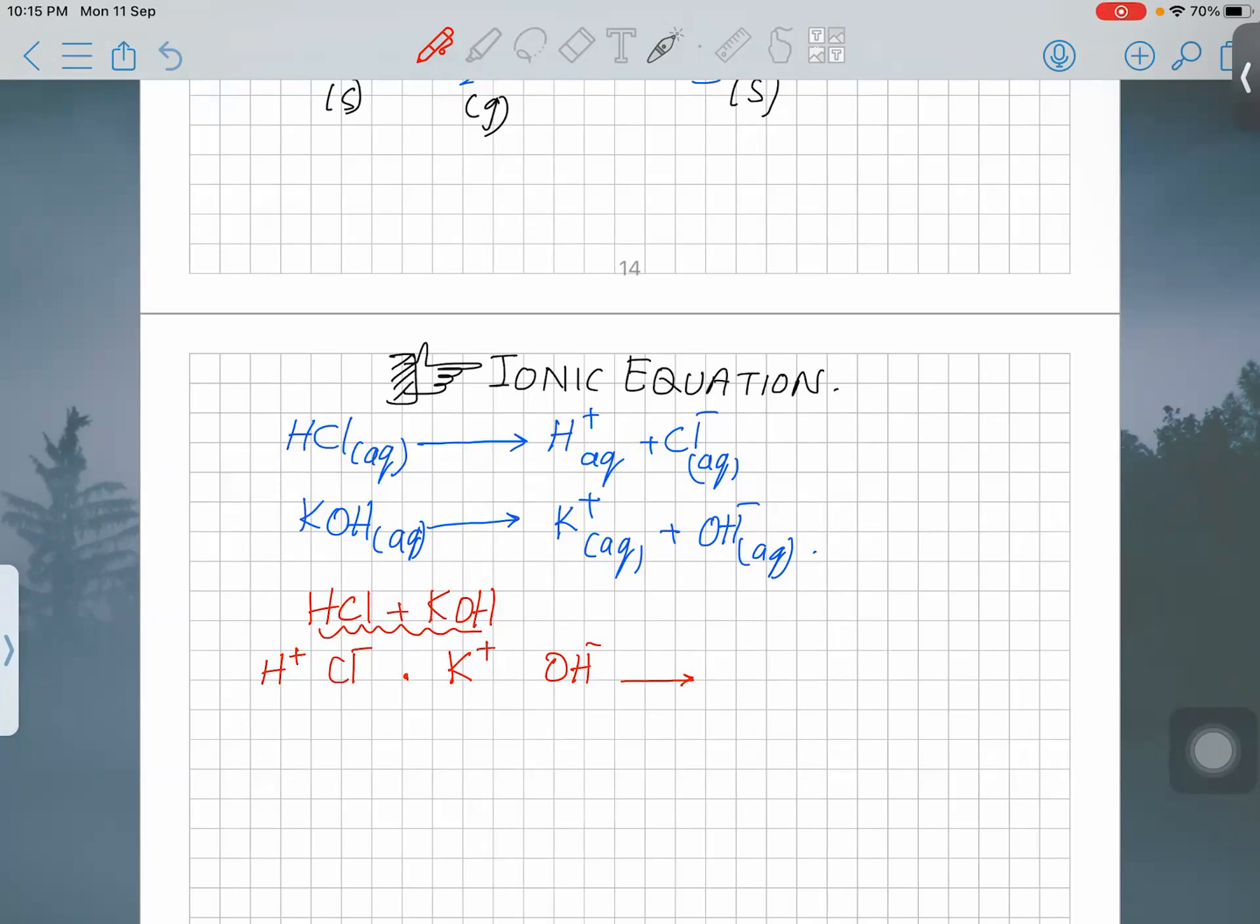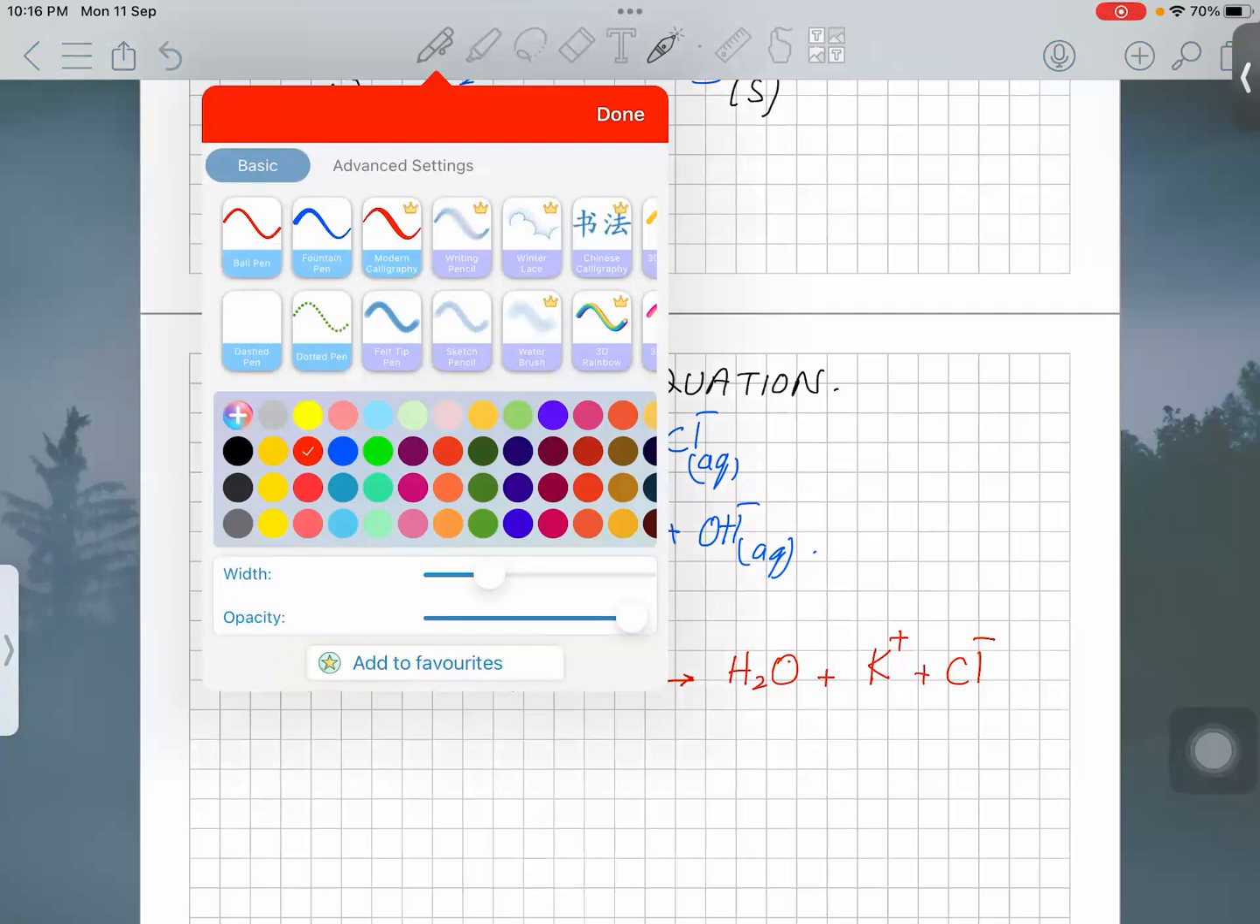Sir, I don't get this. Okay, now listen. When they combine, it means HCl and KOH, they form, now we are going to write the ionic equation. Now water is formed plus K positive, Cl negative is formed. Sir, if it's written plus or minus only, it means the charge is plus 1, minus 1. Exactly. So these ions are cancelled out.